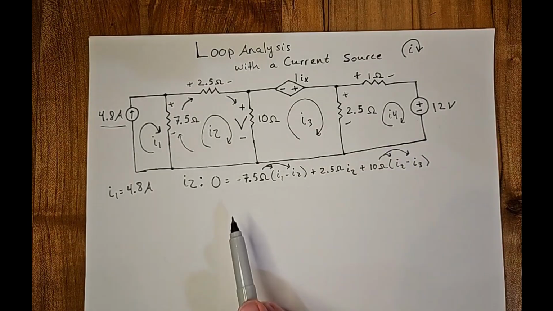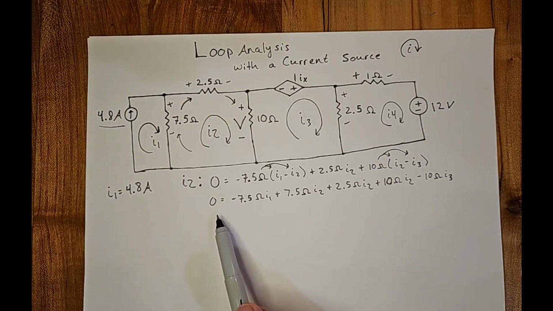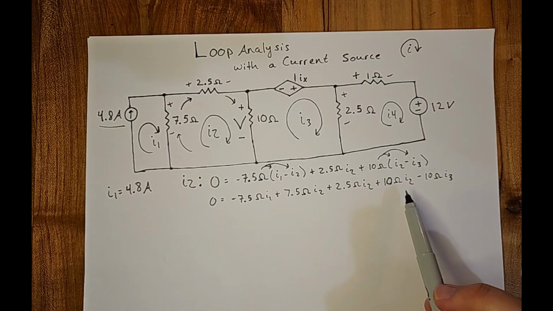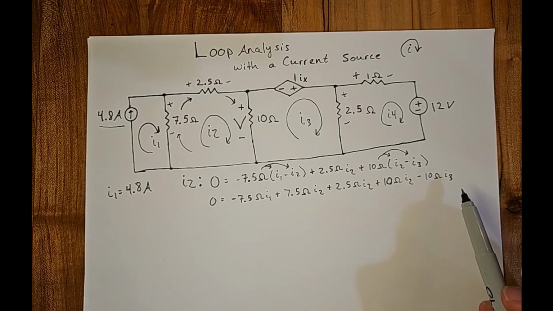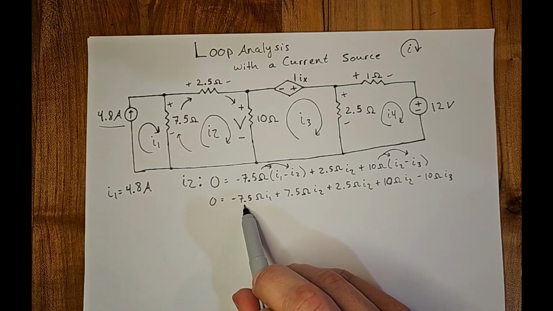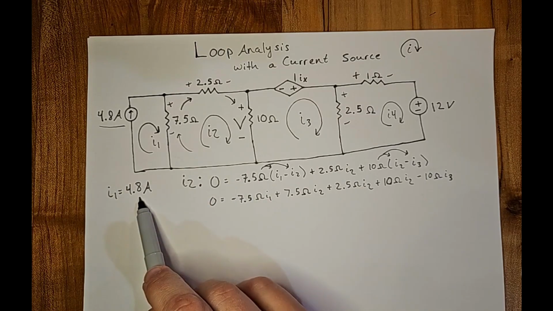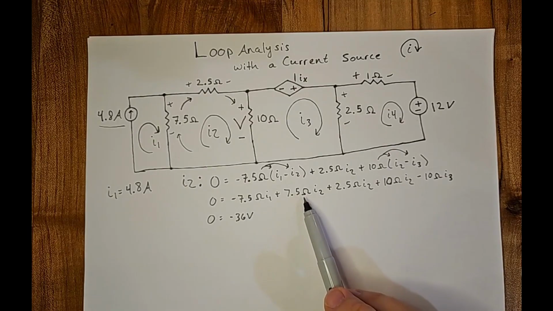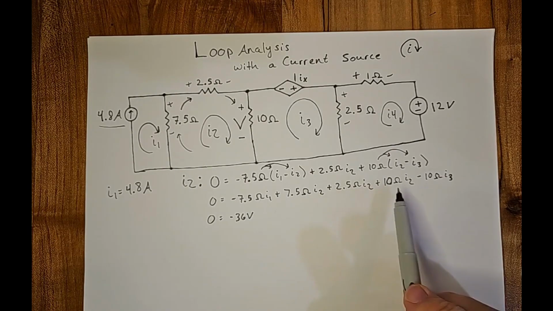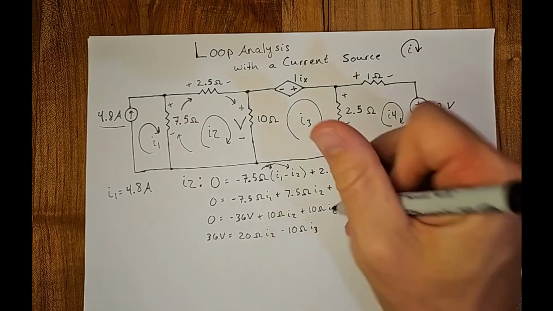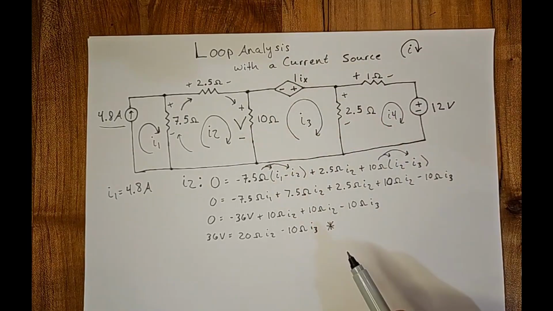Now we're just going to do some algebra and simplify. We're going to have to distribute, and now we end up with 0 equals negative 7.5 ohm I1 plus 7.5 ohm I2 plus 2.5 ohm I2 plus 10 ohm I2 minus 10 ohm I3. But we already know I1 equals 4.8 amps. So we can take our negative 7.5 ohms, multiply it by our 4.8 amps, and that gives us negative 36 volts. While we're doing this, let's combine some like terms: 7.5 ohm I2 plus 2.5 ohm I2 plus 10 ohm I2. Now we can simplify some more. Let's move 36 volts over, combine the 10 ohm I2s, and that's as simplified as that one's going to get. So we'll star it. We're going to save that for later.